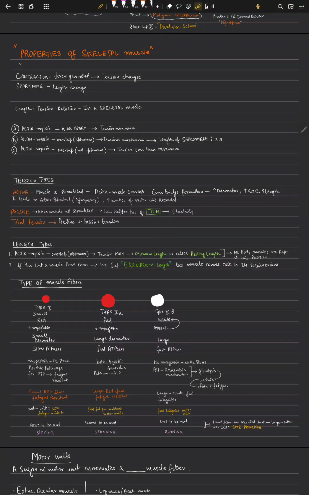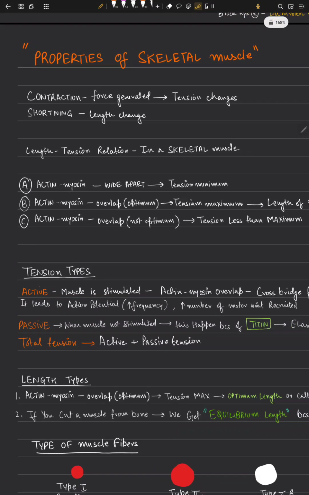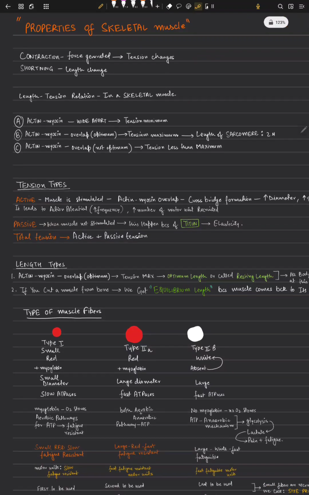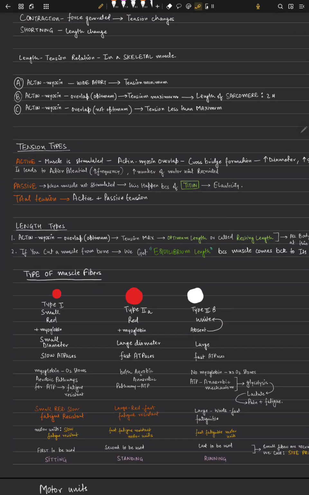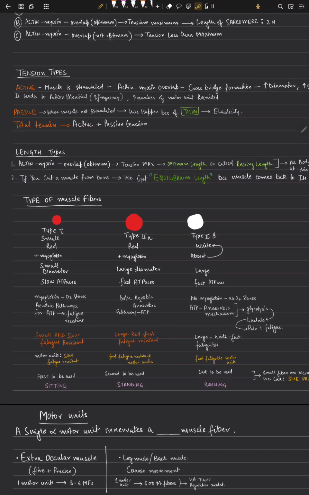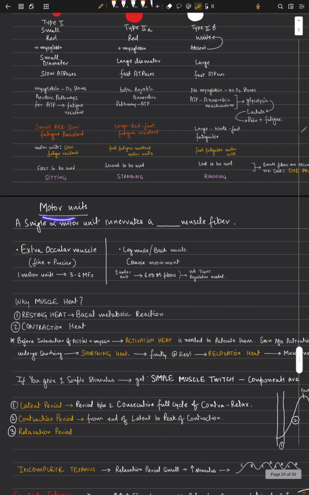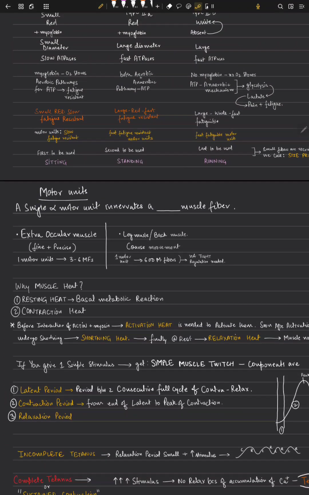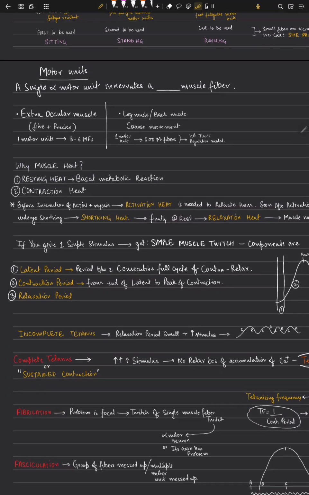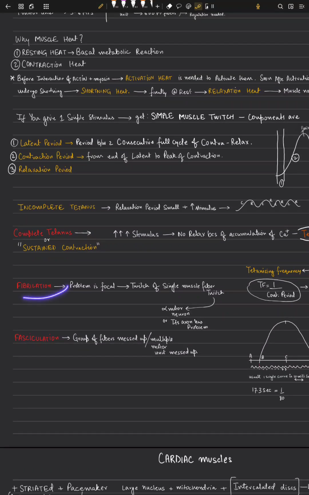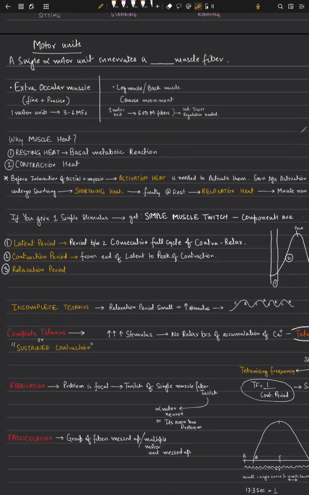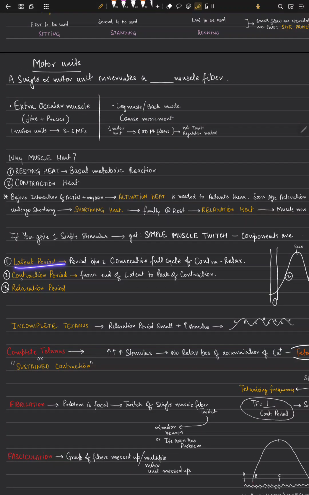Properties of skeletal muscles. So the first property we can study is tension. Second is length. Third is types of muscle fibers, types of skeletal muscles. The fourth is motor units, why a muscle heats, about tetanus, fibrillation, fasciculation. I think that's it. About latent period, contraction period, and relaxation period.